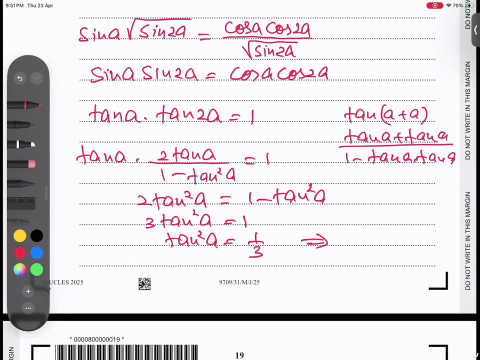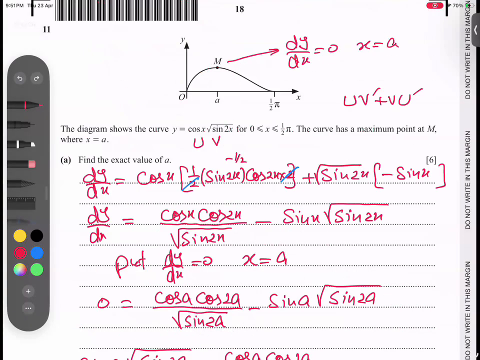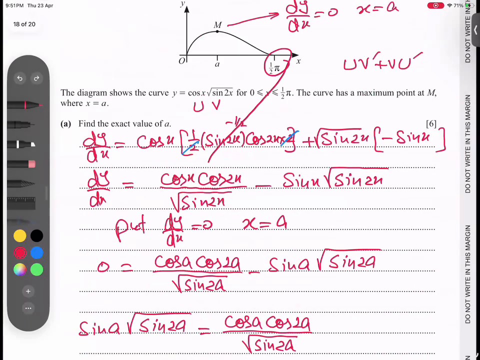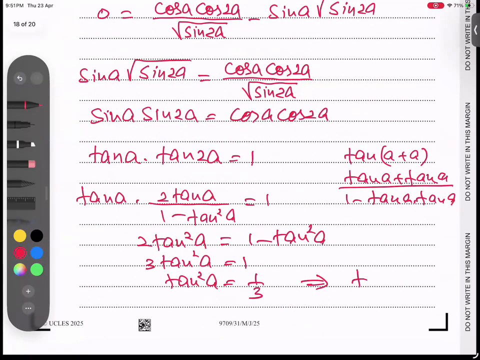Take a root. We can see here, this is a positive answer, no negative answer. And even that is less than pi by 2. It's the first quadrant, we can say. So I will take a root of both sides. Tan A is equal to 1 over root 3. And with tan positive, we'll take it here.